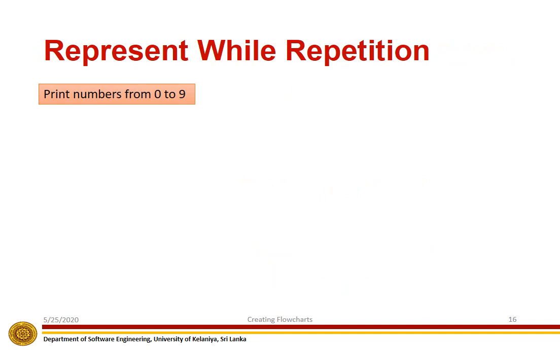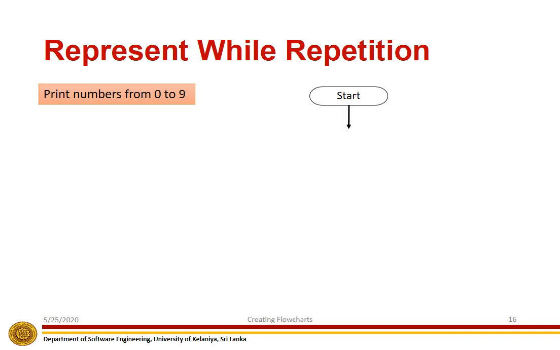The above example was for if-else, or we can say the selection structure. Now we will see how to use the decision symbol for the repetition structure, the while loop. Here we want to draw a flowchart to print the numbers from 0 to 9. As the first step, we start the flowchart with the start terminal symbol.